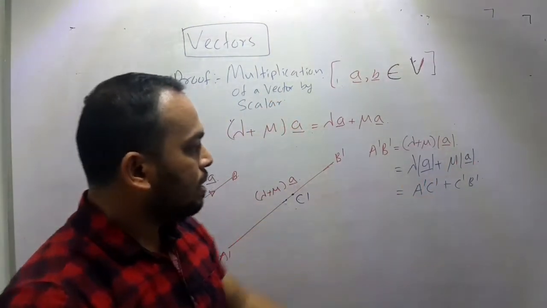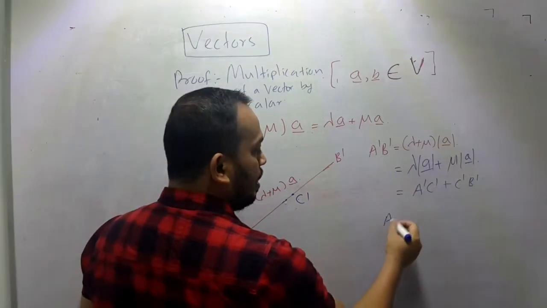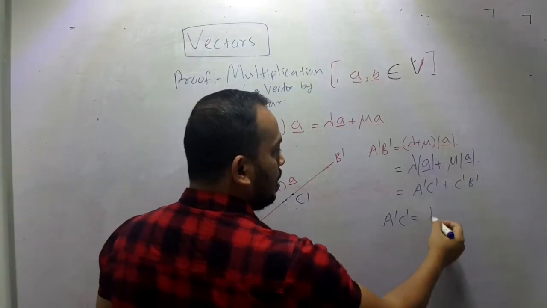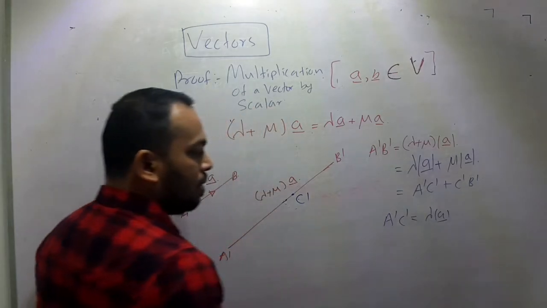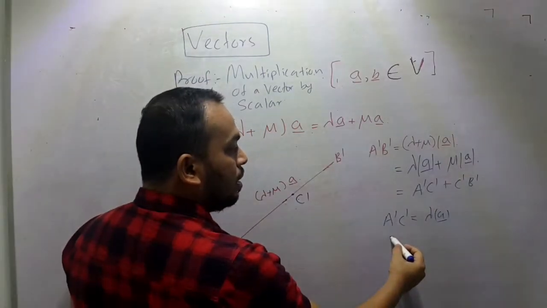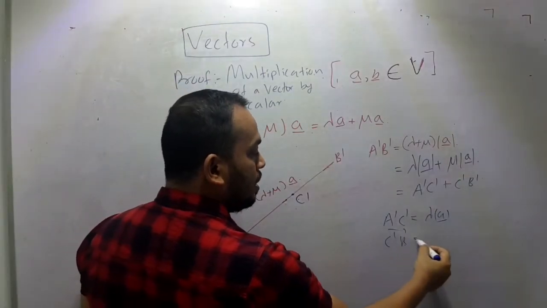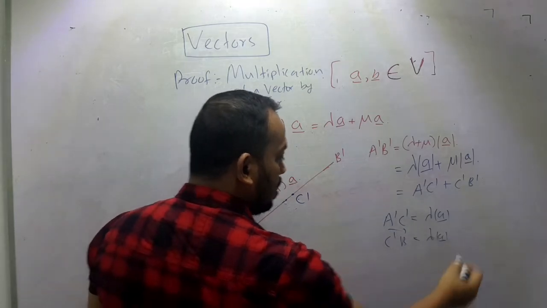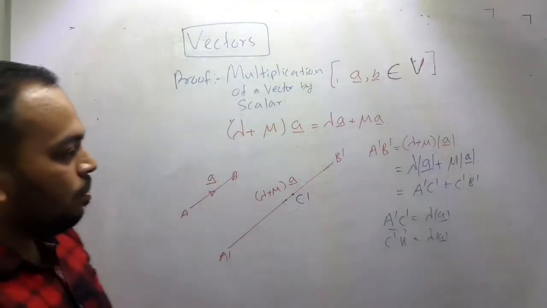So a dash c dash means this quantity, then c dash b dash means this quantity, right?